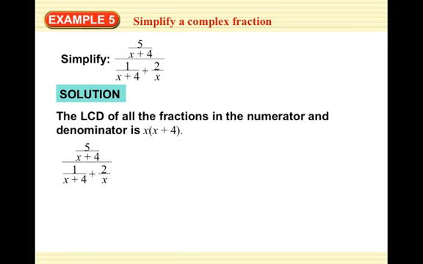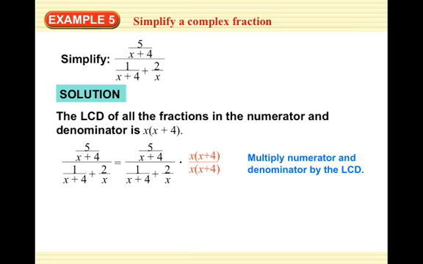All right, so we're going to take that original fraction, and we're going to multiply the numerator and denominator by x times x plus 4. So 5 over x plus 4 is going to get multiplied by x times x plus 4. 1 over x plus 4 plus 2 over x is going to get multiplied by x times x plus 4. All right, so let's just look at the numerator right now. This 5 over x plus 4 times x plus 4. This x plus 4 is going to cancel with that x plus 4, and we're going to get 5x.